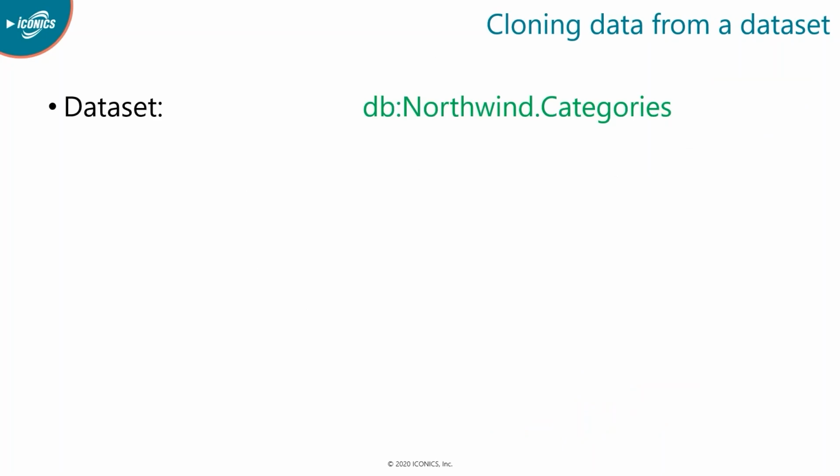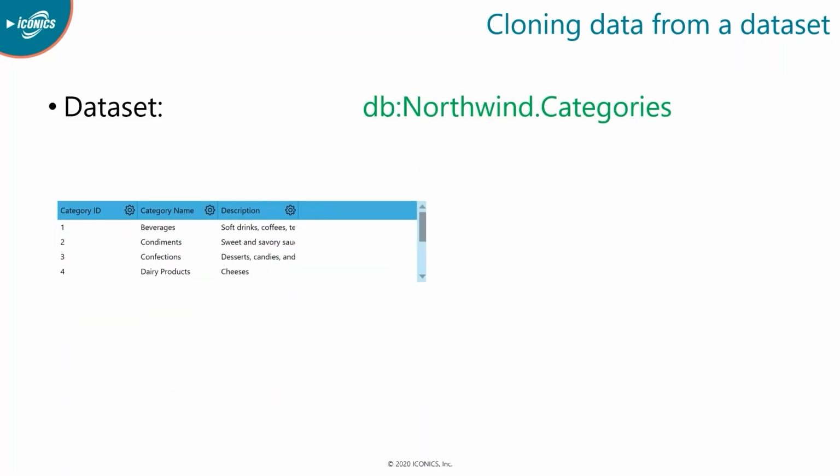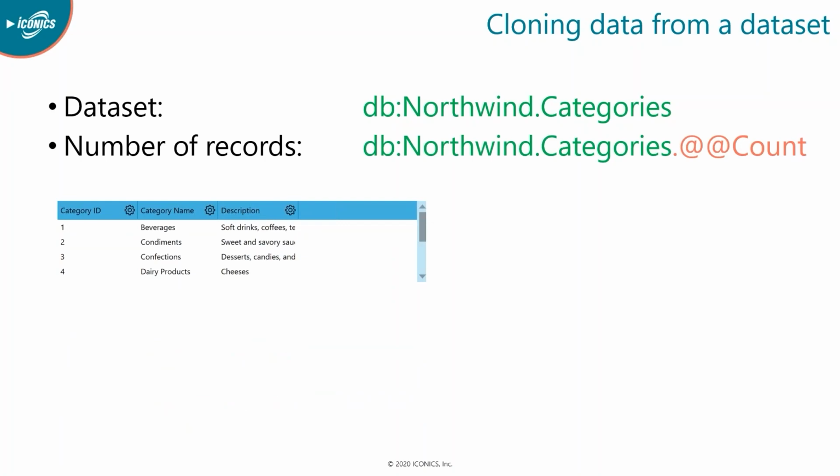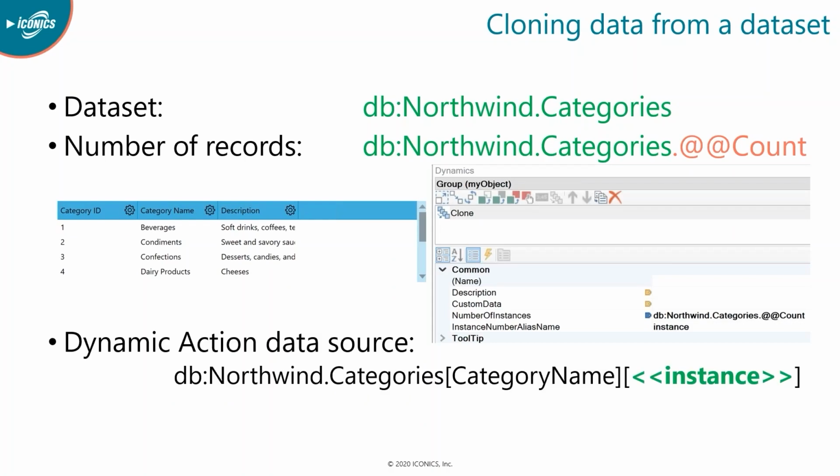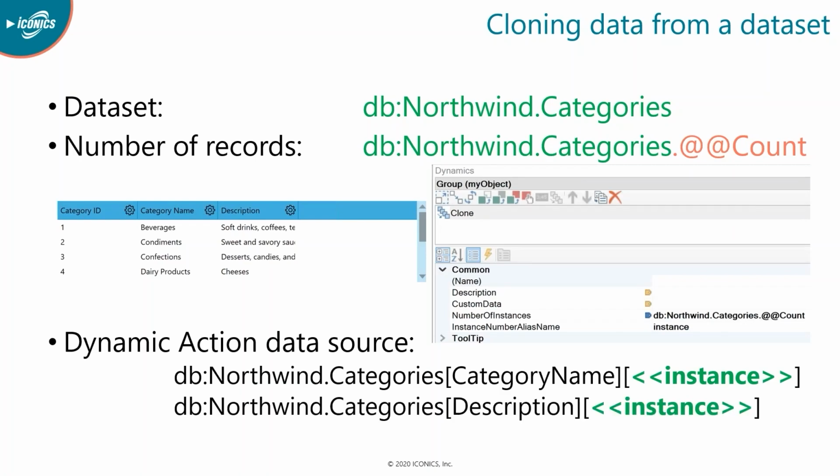So let's clone some data from a data set. We have this virtual company called Northwind, and they offer a couple of product categories. And within the Iconics solution, you use this property, the @count property. If you then tie it into your clone dynamic, you see it on the right-hand side of the screen, then the number of instances is detected from your data set.